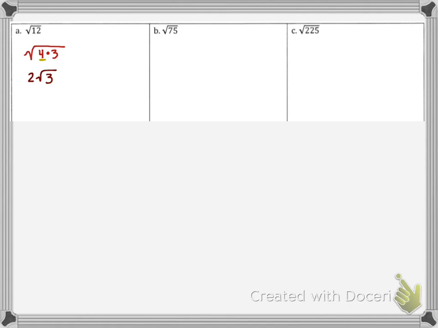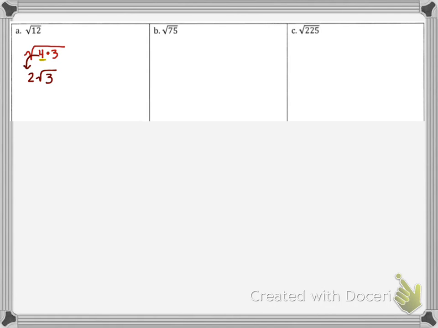So you want to pull out any of the factors that are perfect squares and take the square root of them. So the square root of 12 is the same as 2 root 3, or 2 times the square root of 3. So we took that 4 out, took the square root by taking it outside, and made it 2. We'll look at the next one.